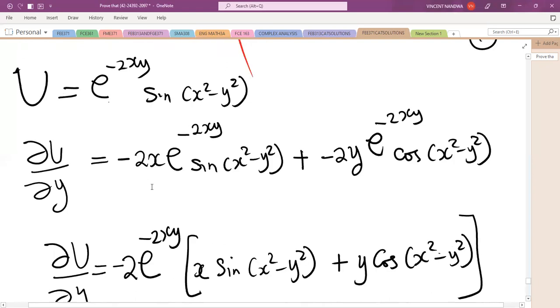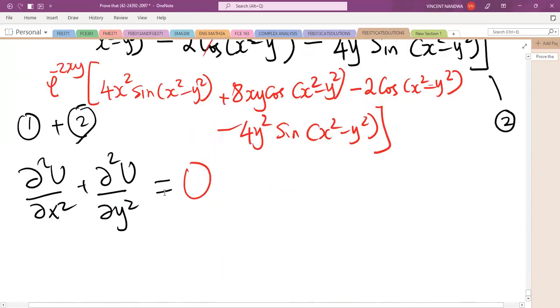And so 0 times e raised power negative 2xy gives you 0. And that's how you are supposed to prove that. Thank you.